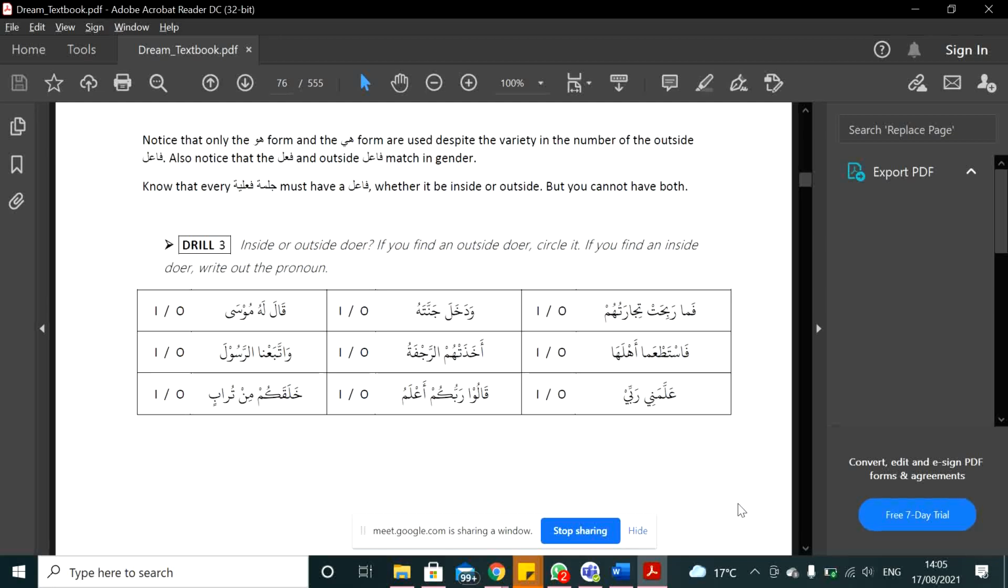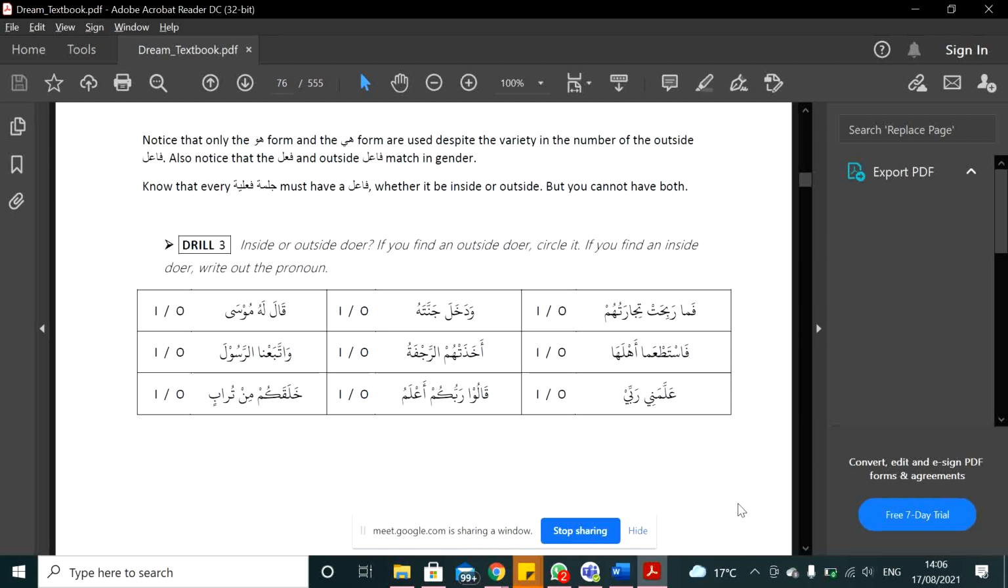Sister Raisa. وَاتَّبَعْنَا الرَّسُولَ. Forget the wa. Ittaba'na. First we need to see if it matches the huwa format. No, it doesn't match huwa. So what pronoun is in ittaba'na? Na is we, it's nahnu. Nahnu ittaba'na. So we do not have the huwa format, and we will not look for the outside doer.